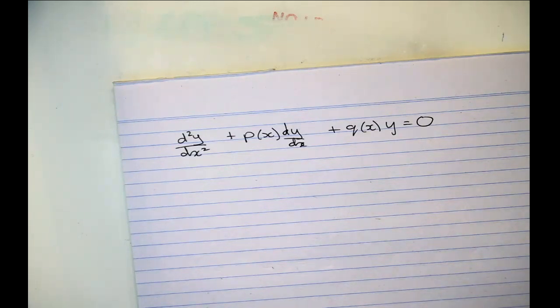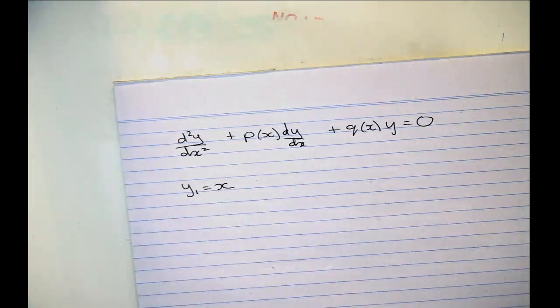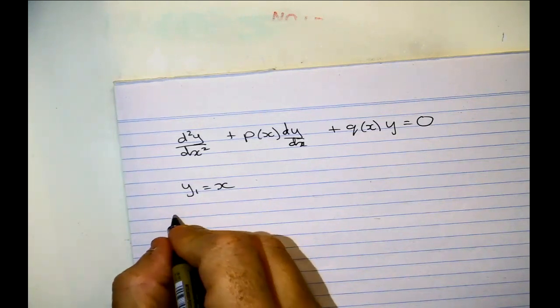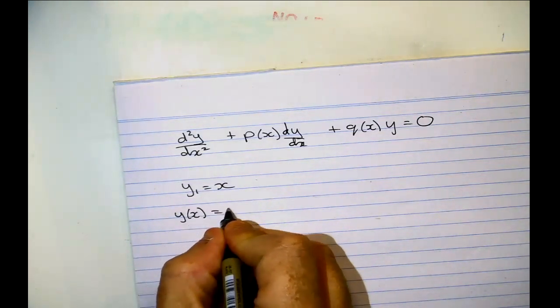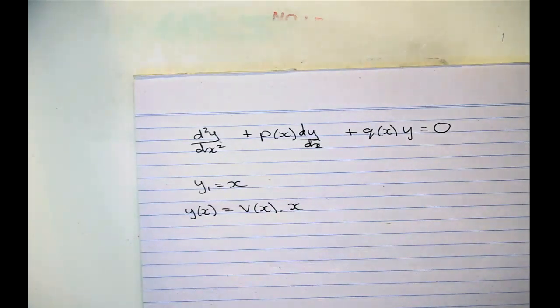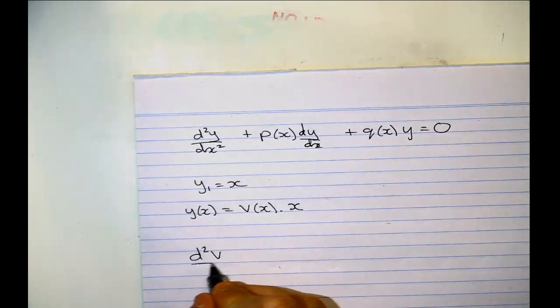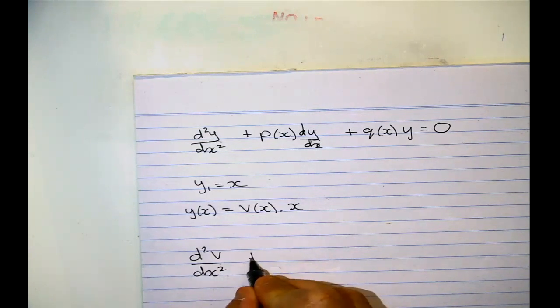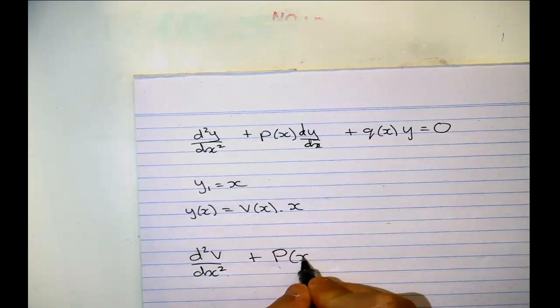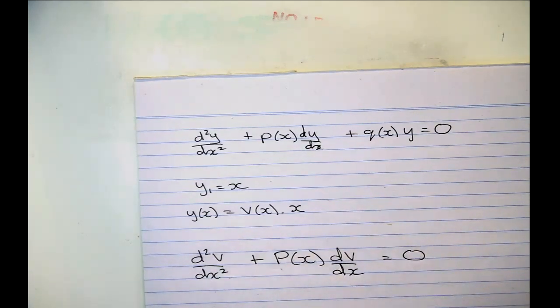And what we do, let's say we can see by inspection that that is a solution. I then assume that the general solution is an unknown function v times the solution I know. And what is guaranteed to happen is that this thing will become what appears to be a second order differential equation in v.